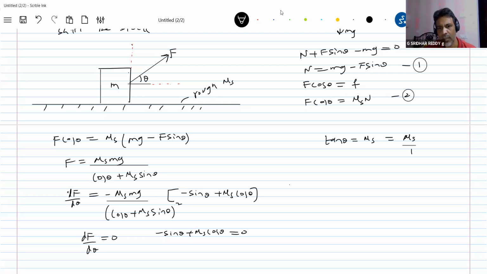So let me go for a triangle. This is theta, this is mu s, this is 1. So the hypotenuse will be root of 1 plus mu s whole square. So what is sine theta? Let's have these values, because I should substitute the value of theta in this equation to get that minimum force. So sine theta should be equal to mu s by root of 1 plus mu s square. Cos theta is equal to 1 by root of 1 plus mu s square.